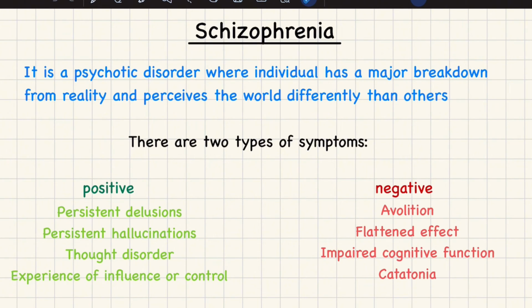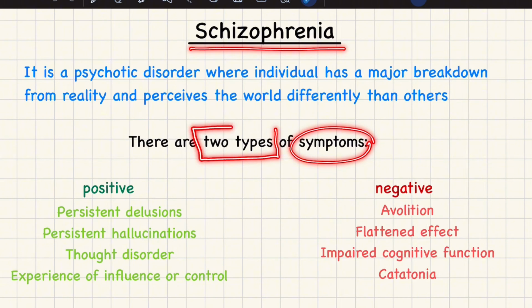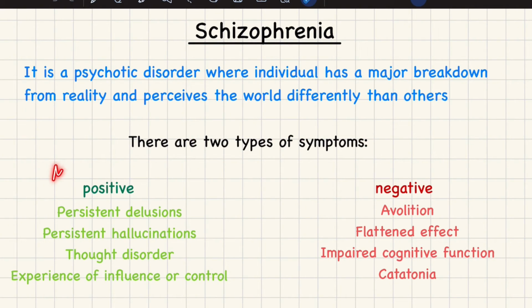Now, every other disease and every other disorder has its symptoms, such as a sore throat has the symptom of coughing or itchiness in the throat. Similarly, schizophrenia has its symptoms, and they are categorized into 2 types, which is positive and negative. The positive symptoms are the main symptoms.